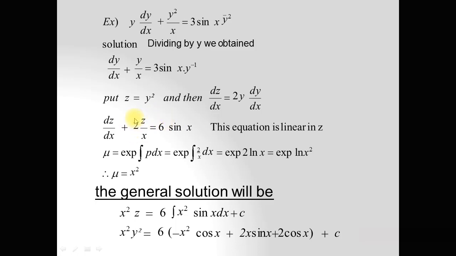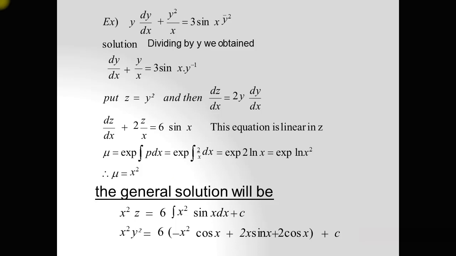So first of all, find the integral factor. The integral factor formula: u is equal to exponential power integration of p with respect to x. Here the p function is 2 by x. So the integration of 2 by x is 2 log x, and we can write e to the power log x square. So after simplification we get the integral factor is x square.